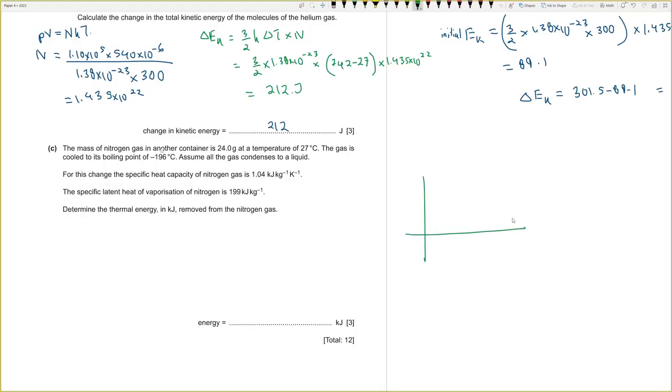Okay, so nitrogen gas was initially at 27 degrees Celsius. Let me bring it over here, 27 degrees Celsius. So it was cooled to 0 degrees. It passed 0 degrees actually. The gas cooled to its boiling point, minus 196. So it goes down by a large margin. Then I have to draw 27 here. Basically kind of like this.